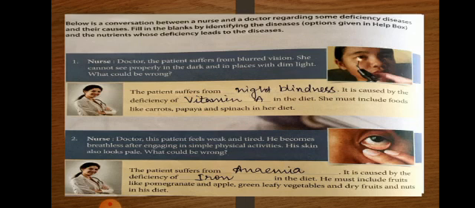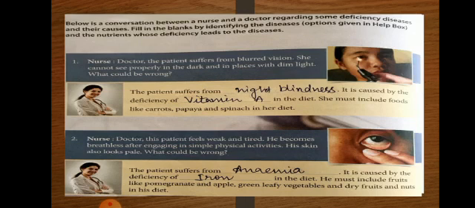Okay. So what will she do? She must include foods like carrot, papaya and spinach in her diet. Next case, nurse: Doctor, this patient feels weak and tired. He becomes breathless after engaging in simple physical activities, and his skin also looks pale. What could be wrong? So that patient suffers from anemia.